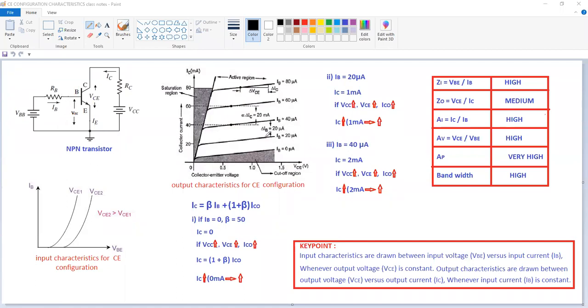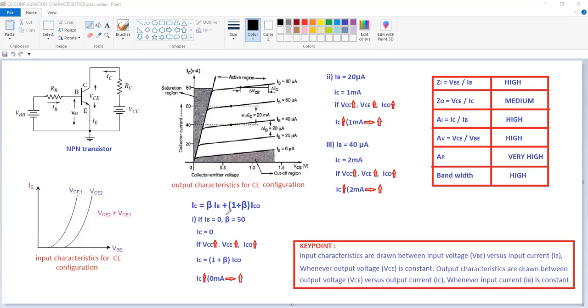To explain this graph, I am taking the equation of output current in terms of reverse saturation current, because I am drawing the graph between output voltage versus output current. This is the equation I discussed in the previous class: output current is equal to gain into input current plus 1 plus gain into reverse saturation current. That is, IC is equal to beta into IB plus 1 plus beta into ICO.